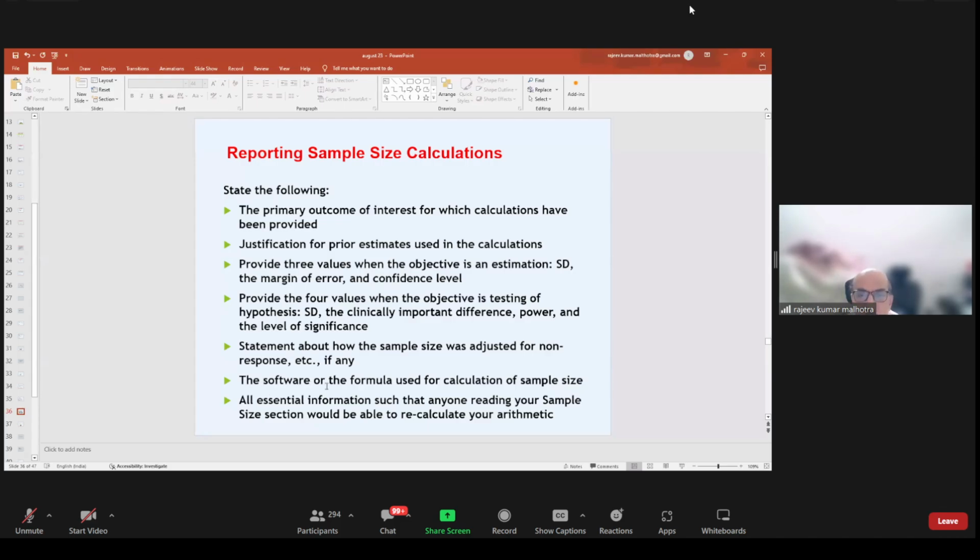Then the software or formula. Whatever software you are using, you just report that you calculated with this software. If you are using a formula, better you give the formula. Not for the manuscript, but in the case of a thesis, you write the formula. All these are essential information, such that anyone reading the sample size section would be able to recalculate the sample size from the given information. That is the more appropriate way of describing this.